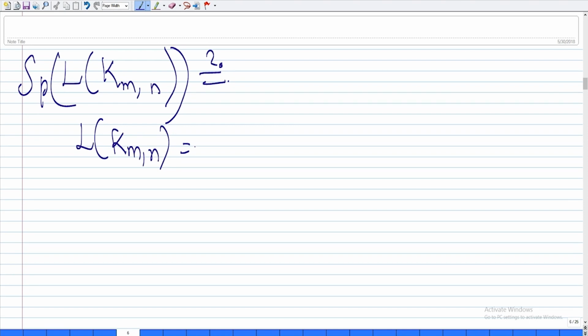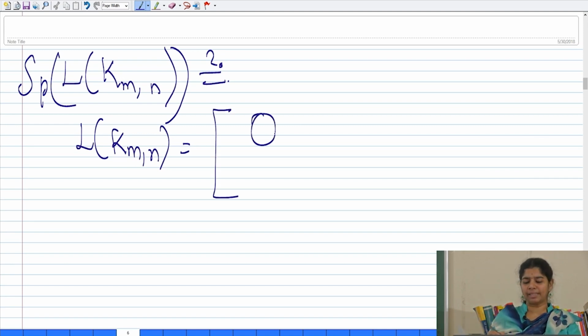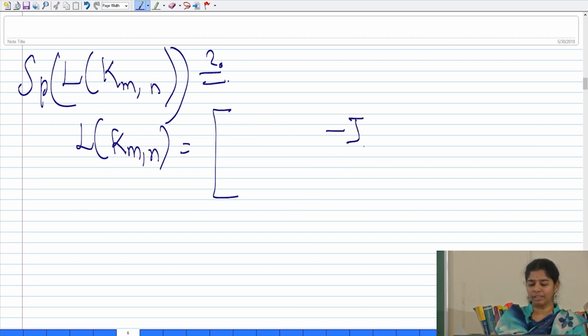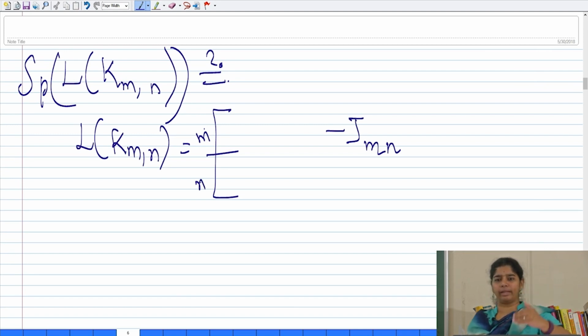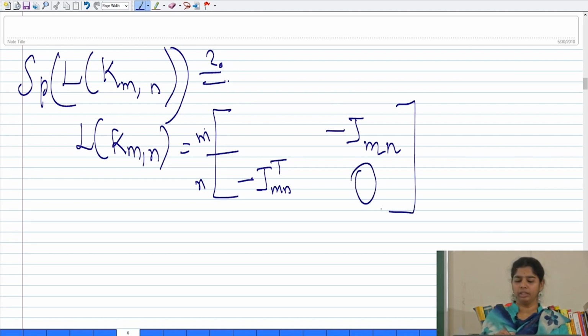So now what happens to the Laplacian? Wherever you had a +1, you are going to make it -1, right? Nothing big. So the Laplacian is going to be, sorry, it's not 0. This would be minus J m,n, an m by n matrix. Let us look at the first m rows, followed by the n rows of the second partition. So this would be minus J m,n, because every edge is going to be negated here. And this would be nothing but J n,m, or J m,n transpose, followed by the 0 matrix.